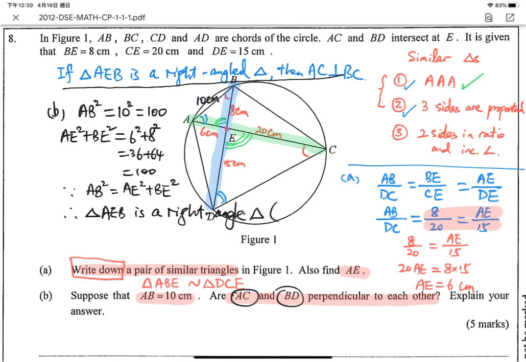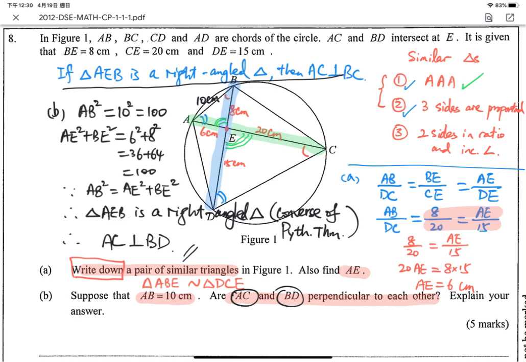by the converse of Pythagoras theorem. So after that, we can conclude that AC is perpendicular to BD. Hence finished.